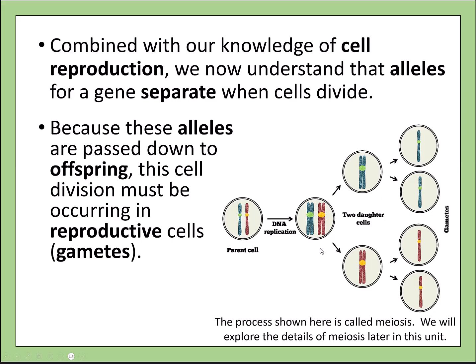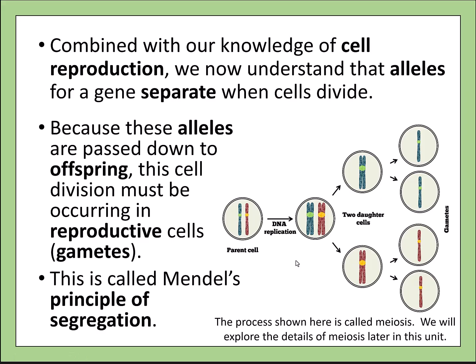So here is the process known as meiosis, and we're going to explore the details of that a little bit later in this unit, but this is the process of dividing and creating more reproductive cells. Again, those are called gametes. And this causes Mendel's principle of segregation. So you can see that the two different types of genes, or two different alleles here, are actually being separated into different gametes. And he called that the principle of segregation.